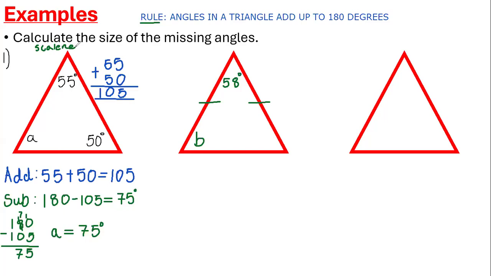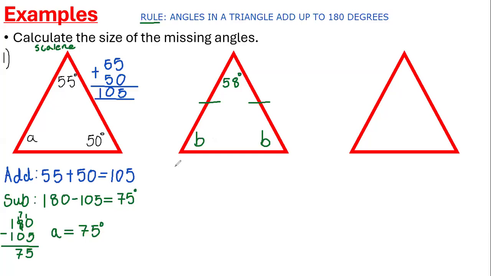Okay, so now we have 58 degrees. But what we have to do is we know that B and B are going to be the same thing. So we can put another B here if we want to. So we have B and B. What does that mean? That means that these two angles have to be equal. So the first thing we're gonna do is subtract.